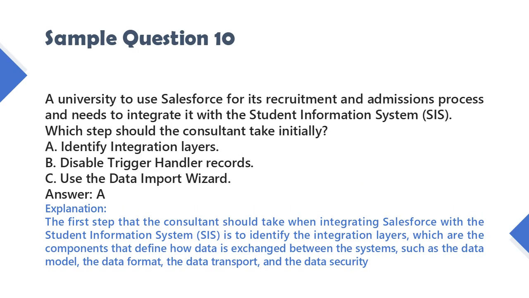Question 10. A university wants to use Salesforce for its recruitment and admissions process and needs to integrate it with the Student Information System, SIS. Which step should the consultant take initially? A. Identify integration layers. B. Disable trigger handler records. C. Use the data import wizard.